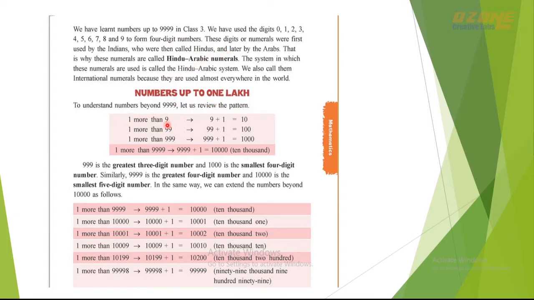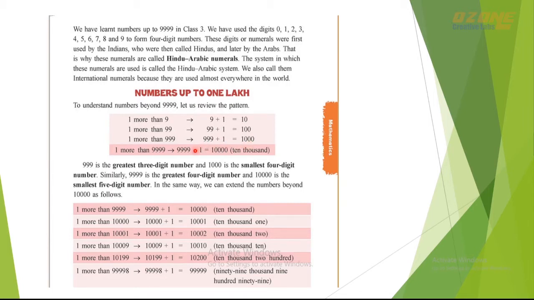1 to 9 is considered as 1-digit numbers, and 10 to 99 is considered as 2-digit numbers. 100 to 999 is considered as 3-digit numbers, and 1000 to 9999 is considered as 4-digit numbers. From this we can say that after every greatest number, that is, in 1-digit numbers the greatest number is 9, the next number will be the smallest 2-digit number. Same way, 99 plus 1 will get 100, 999 plus 1 will get 1000.